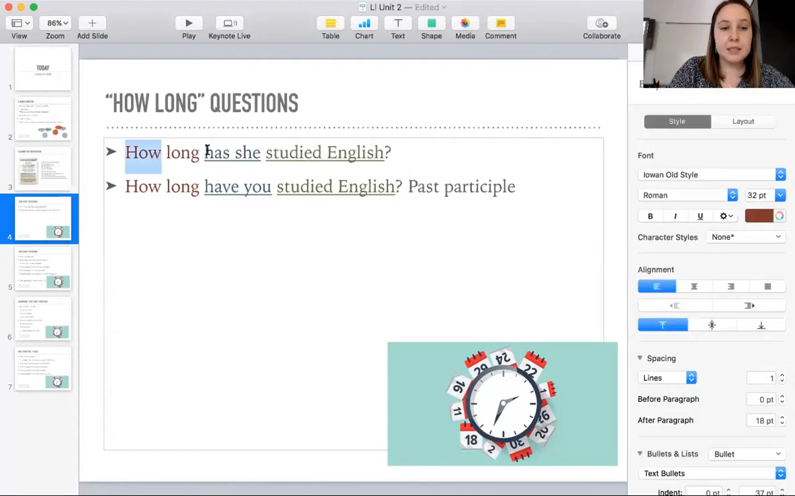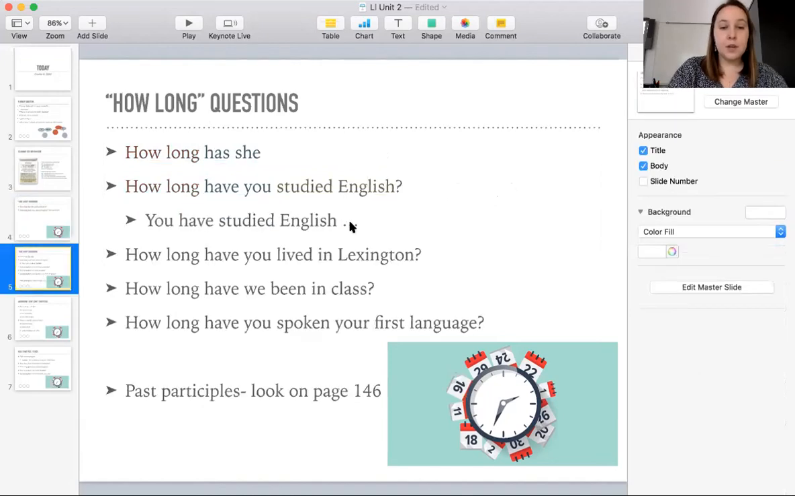So the three pieces of our how long questions. The question word, how long. The subject and have. This is where you notice who are you talking about, and then which version of have you are going to use. And then the past participle for the action. So, how long has she studied English? How long have you studied English?